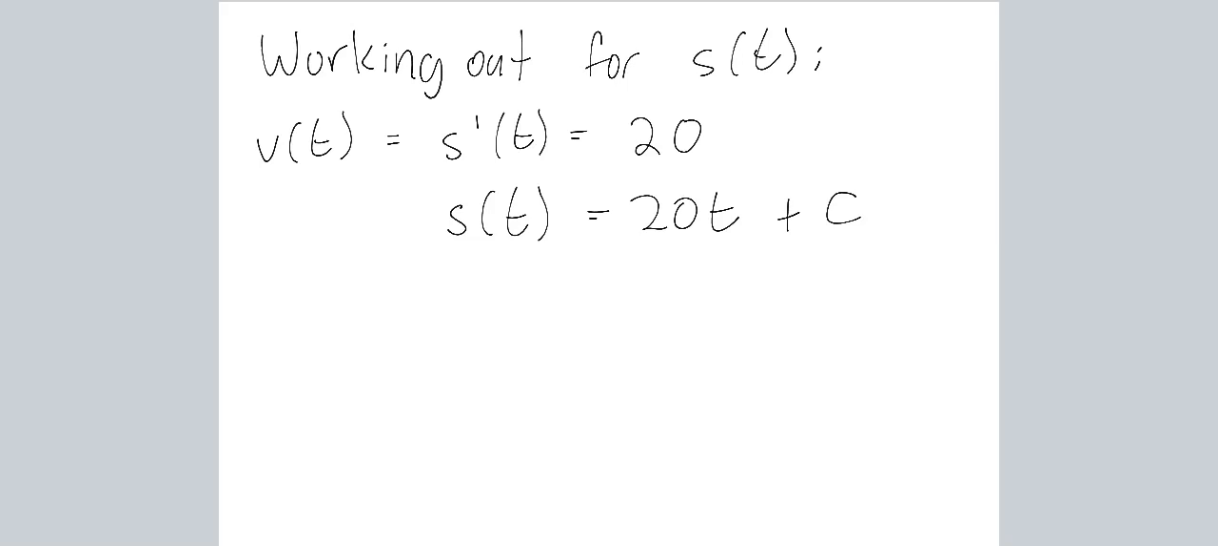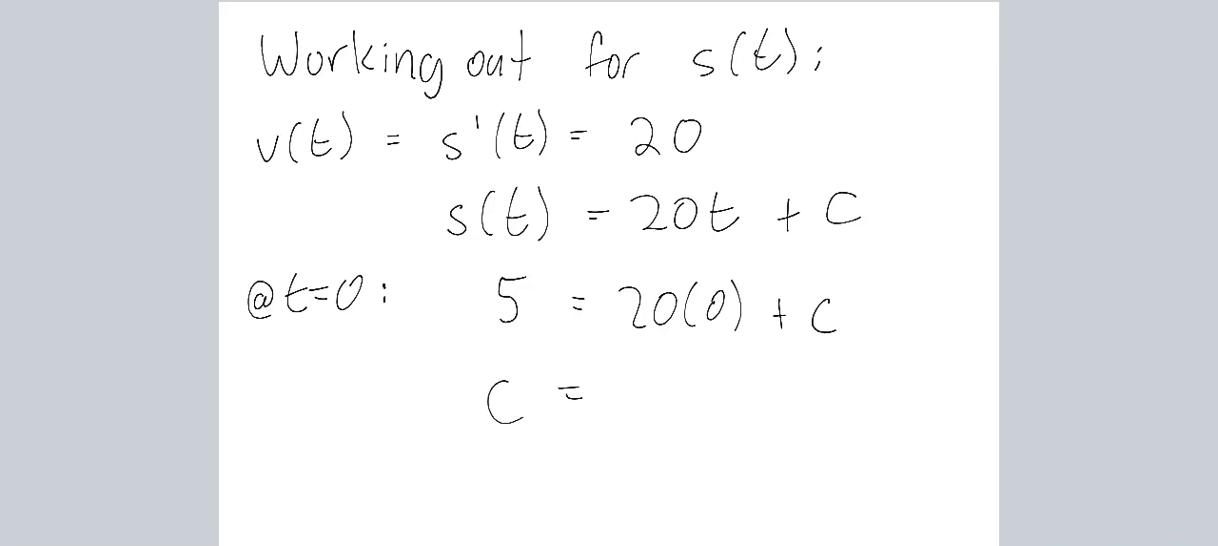Okay? We then substitute in the initial value. The initial position is 5 meters. So we can say at t equals 0, S of t is equal to 5, so 5 equals 20 multiplied by 0 plus c. I usually use a big C there, but I've made it a little c by accident. C is equal to 5.